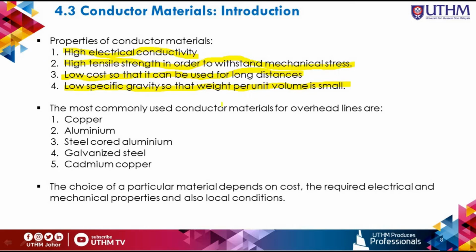So the most commonly used conductor materials for overhead lines are, the first one is copper. Second is aluminium. Third is steel cored aluminium. Fourth is galvanized steel, and fifth is the cadmium copper. We will look on to each of these conductor materials after this. The choice of a particular material will depend upon the cost, the required electrical and mechanical properties, and also the local conditions.